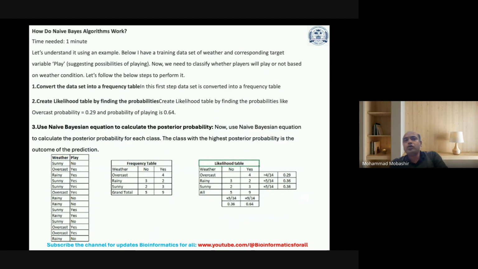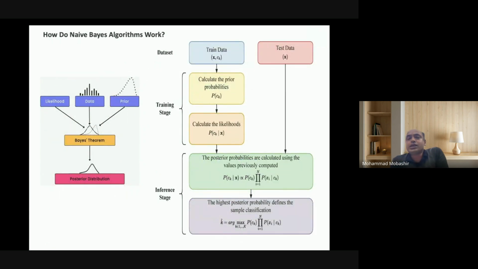Now, how does the Naïve Bayes algorithm work? This I have explained in detail, but in general, you need to summarize, convert the data set into a frequency table or matrix table, then create a likelihood table by finding the probabilities, then use the Naïve Bayesian equation to calculate the posterior probability. Now, this is the working model of Naïve Bayes algorithms.